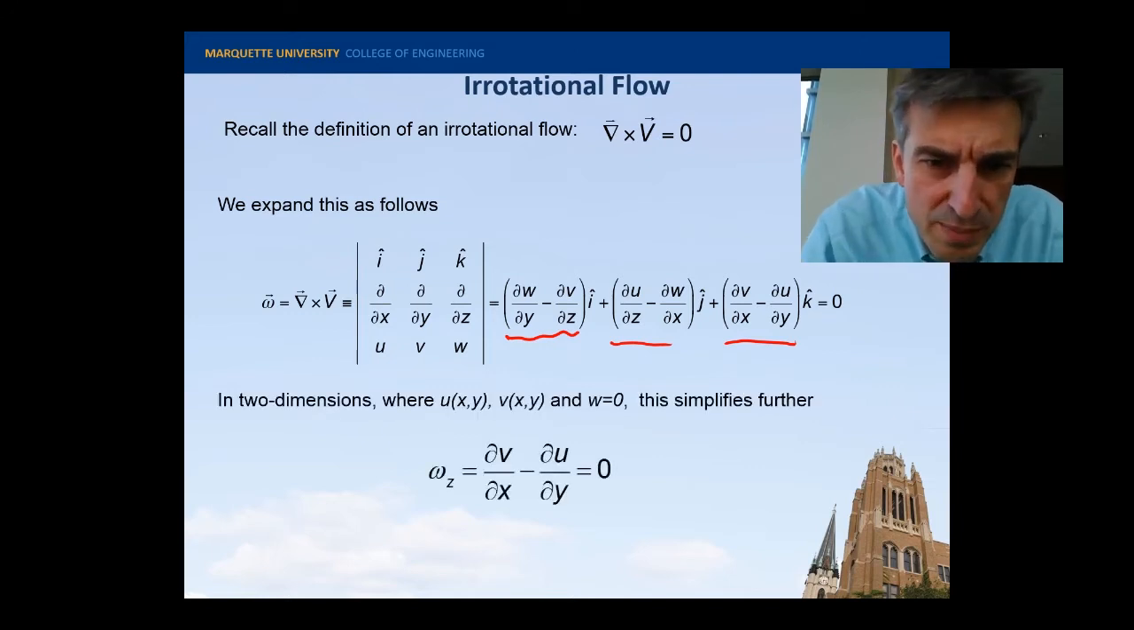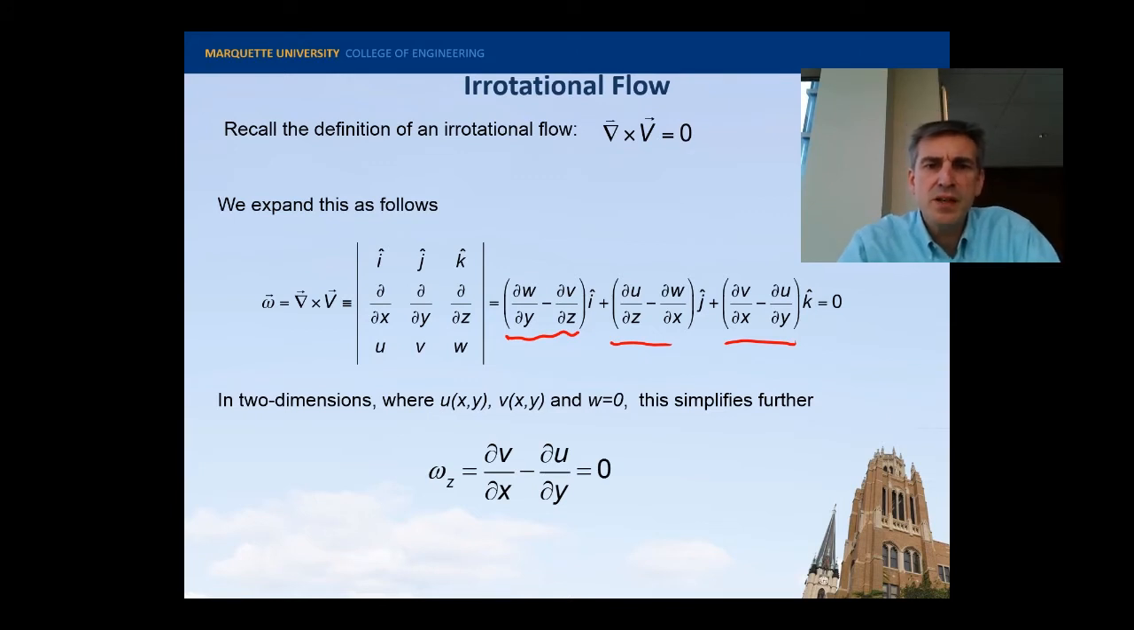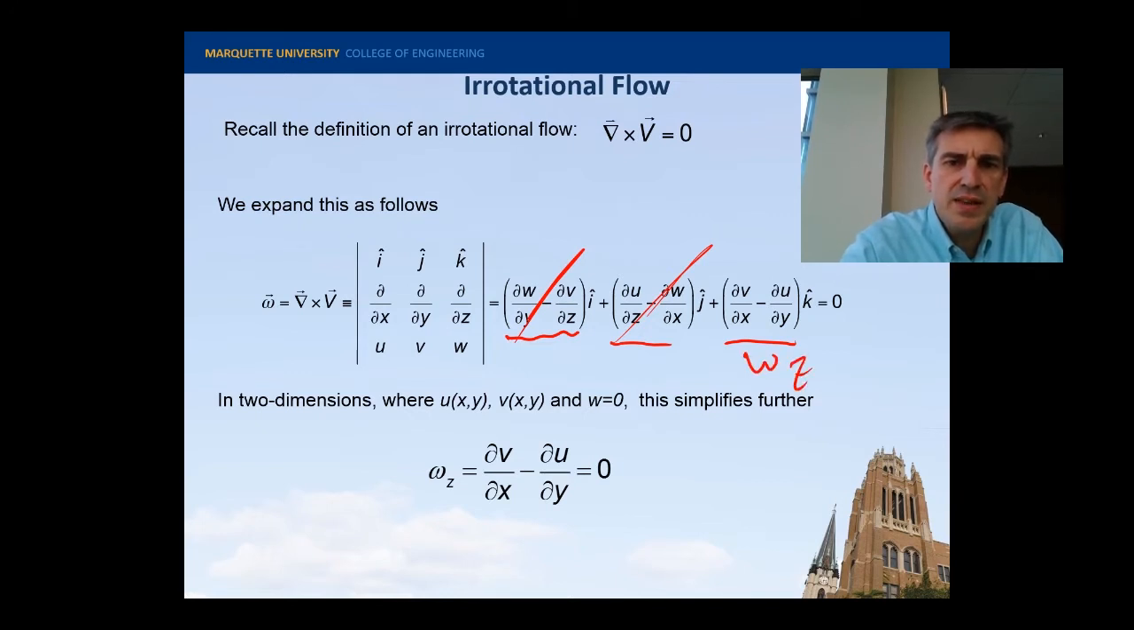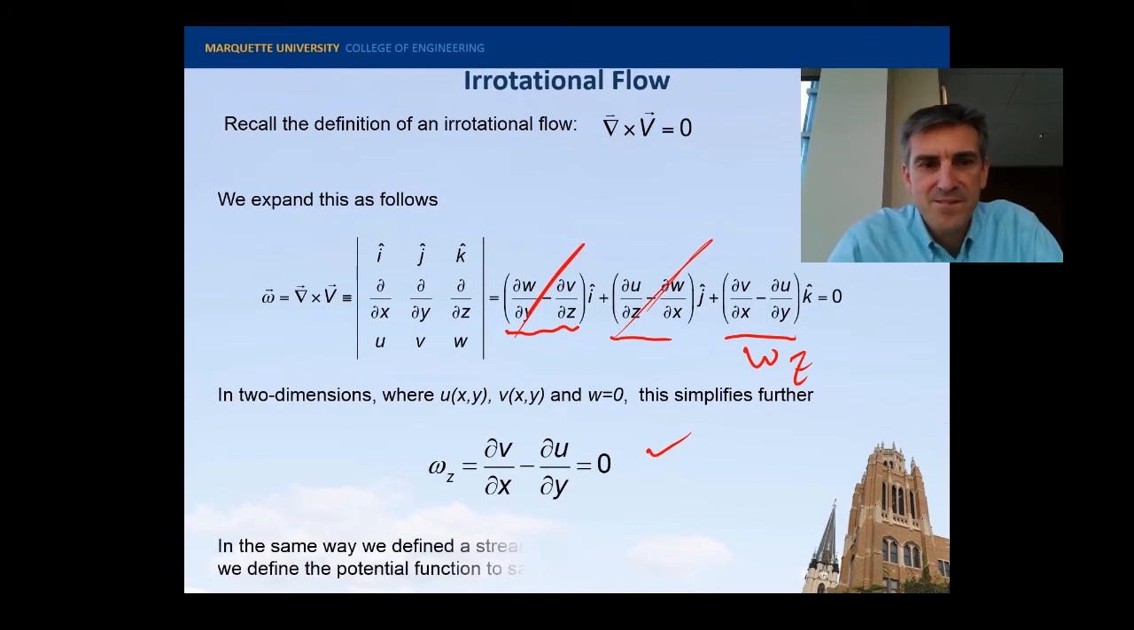Now, in 2 dimensions, u and v would be non-zero, and w, the velocity in the z direction, would be 0, so these terms would drop out, and we'd be left just with this omega z term that I have shown here. So in 2D, the vorticity would be equal to 0 for irrotational flow, and it's basically the gradient of v with respect to x minus the gradient of u with respect to y.